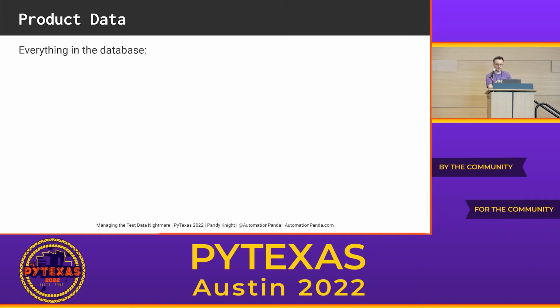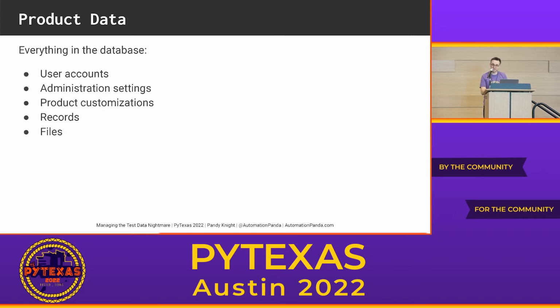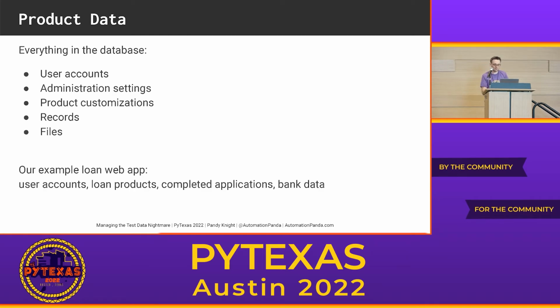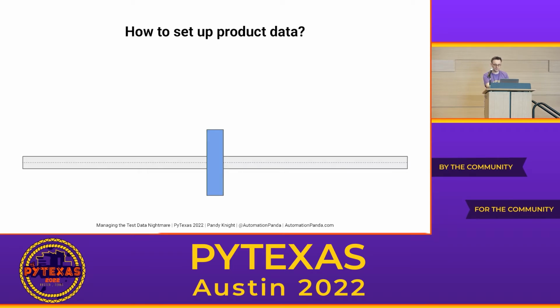As we stated previously, product data is any live data in the product or system under test. In simplest terms, it's everything in the database. Examples of product data include user accounts, administration settings, product customizations, records created by the user, and any files uploaded by the user. For our example loan application, product data would include the user accounts, the product settings, the loan applications, and the behind-the-scenes bank data. Data must be present in the product as a prerequisite for this kind of testing.